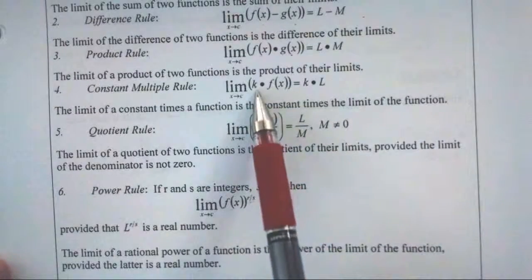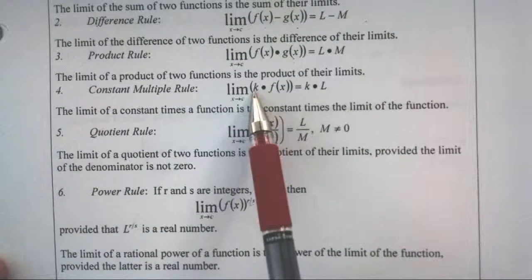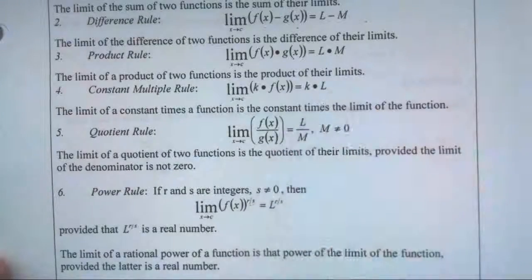Now, here's the constant. 7 times the limit. Well, hey, that's a constant function. Oh yeah, we just multiply by the constant. Okay? All righty.